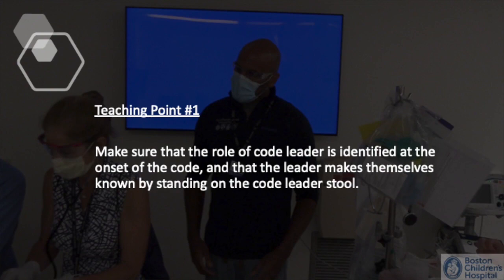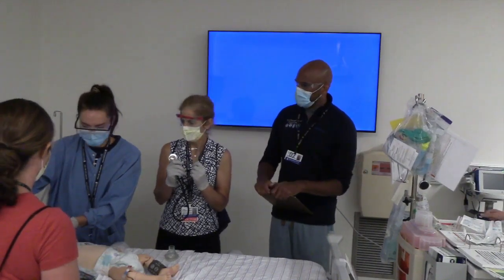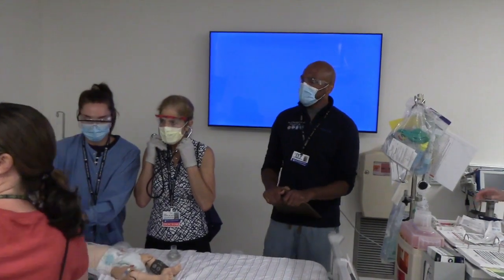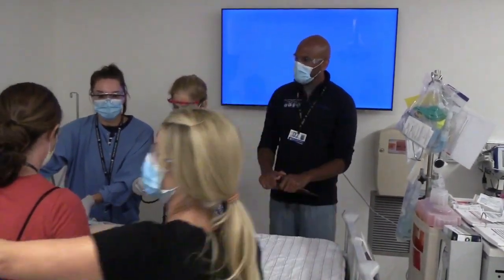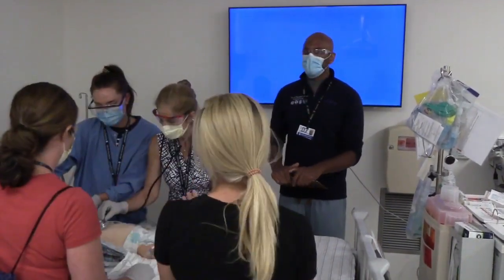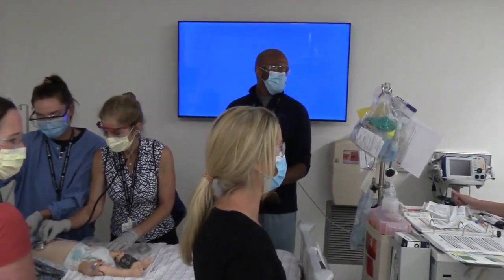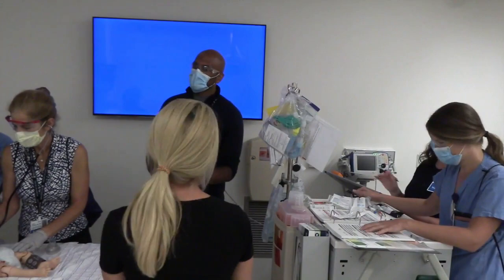Make sure that the role of code leader is identified at the onset of the code and that the leader makes themselves known by standing on the code leader stool. Megan and Ann, could I have you at the head of the bed to assess the breathing sounds of the patient? And Denise, could you please assess the vitals? Yes, I'll keep an eye on the vitals and provide any interventions that are necessary. I'll listen to the chest. I'm Trisha. I'll be the nurse lead for this, so I'm going to help designate roles. Avery, would you mind managing the code cart? Yes, I'll manage the code cart. And Caitlin, do you mind documenting? Yes, I will record.